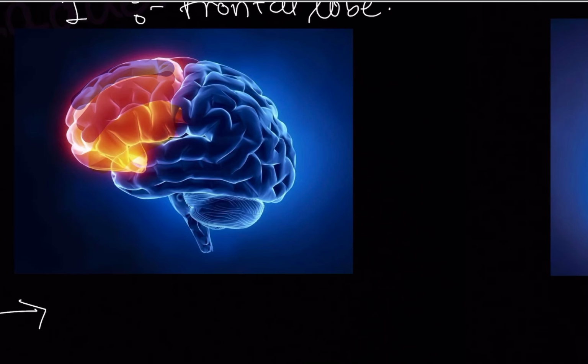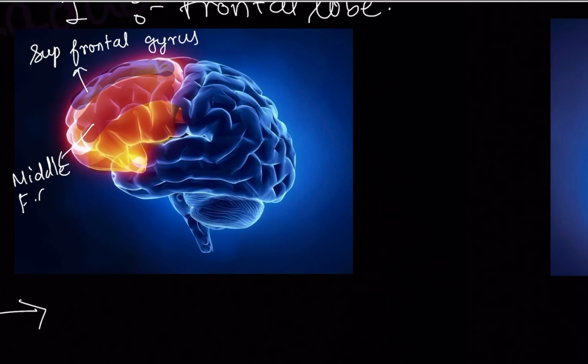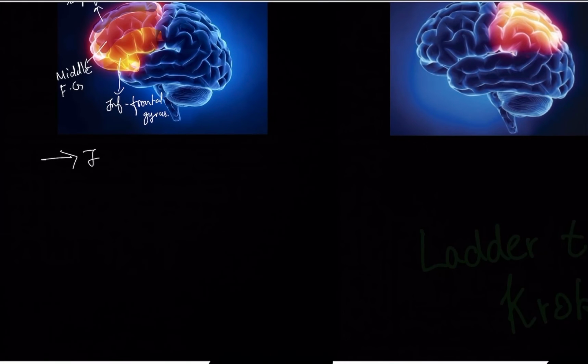Okay, so this is known as superior frontal gyrus. This is in the middle, hence the term middle frontal gyrus. This is inferior, so inferior frontal gyrus. We'll be studying about the inferior frontal gyrus because it's important. Inferior frontal gyrus has a very important structure, that is Broca's area.